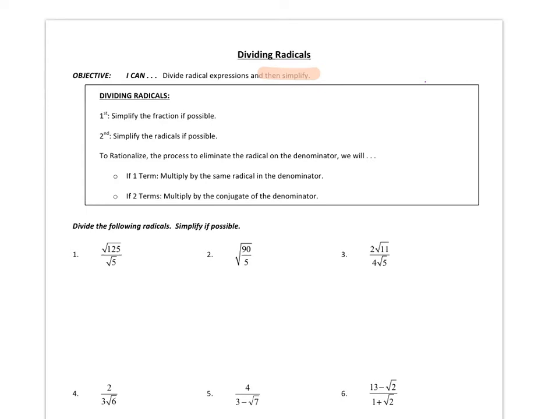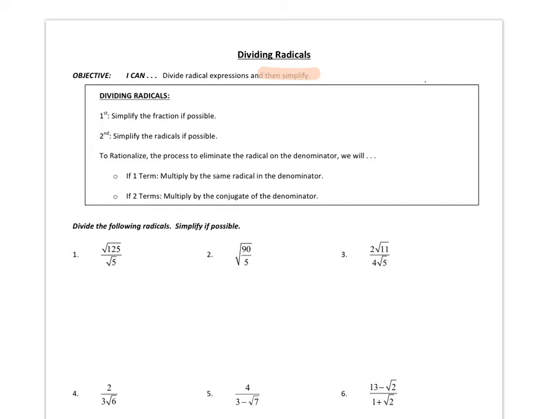So here are some hints and step-by-steps for dividing radicals. First step, simplify the fraction if possible. Now, that's not always going to happen, but when you can simplify, it makes your life a whole lot easier. Second step is then simplify the radicals if possible. In other words, if you've got two radicals, one numerator, one denominator, that you can simplify, go ahead and do it, because then boom, you're done.